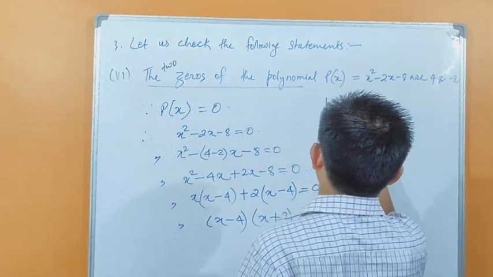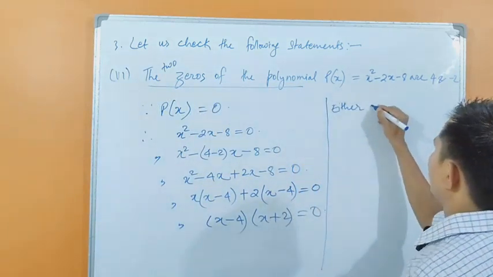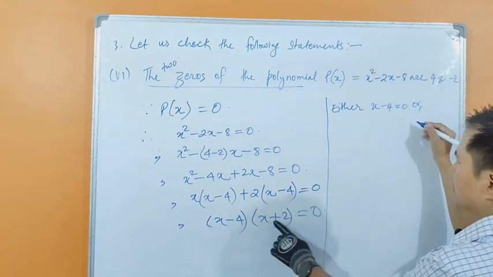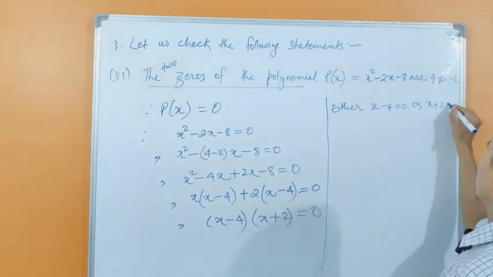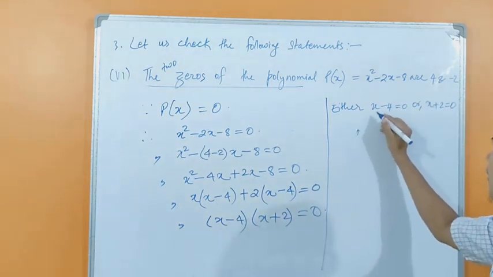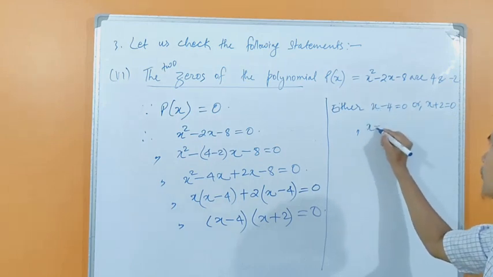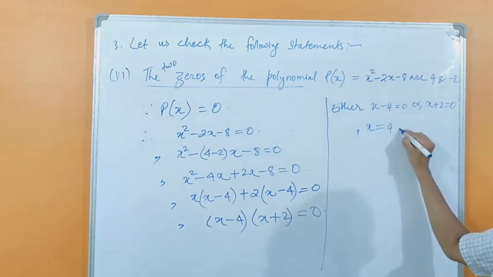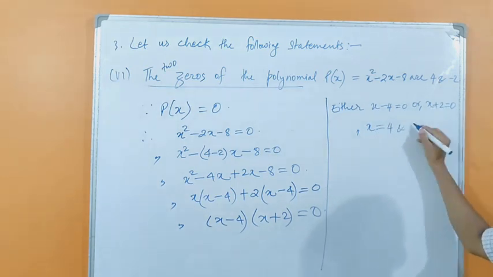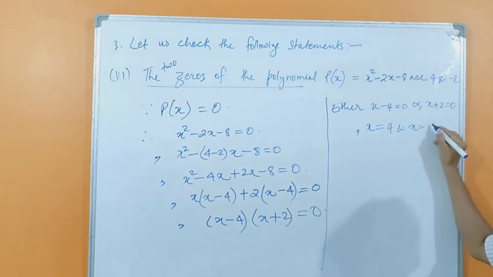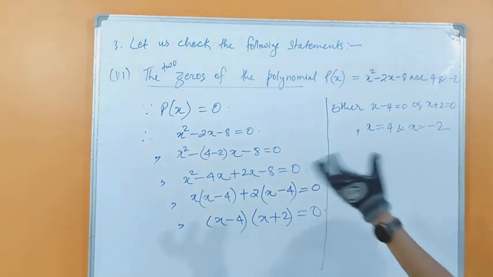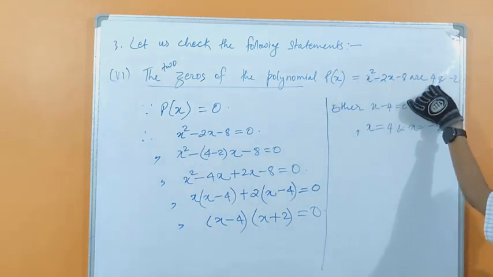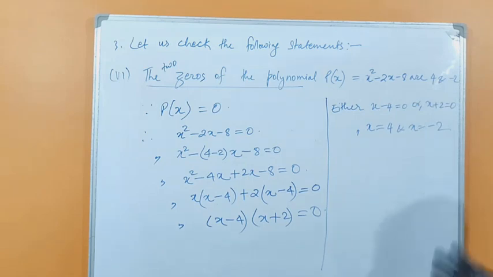Either x minus 4 equals to 0 or x plus 2 equals to 0. Got it? If this is equal to 0, then x equals to minus 4 when taken to the right hand side becomes plus 4, x equals to 4. And when x plus 2 equals to 0, x equals to plus 2 when taken to the right hand side becomes minus 2. So the zeros of the polynomial px of this expression are plus 4 and minus 2. Thus this question is proved.